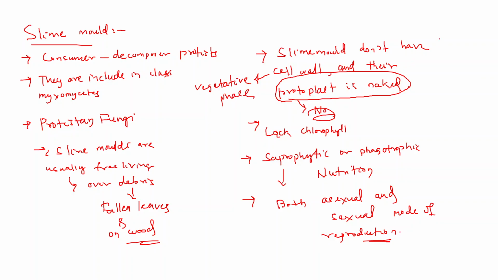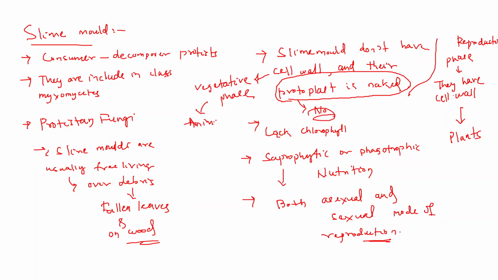But in the reproductive phase, the spores have a cell wall. So the reproductive stage of slime molds has characters similar to plants, but the vegetative phase has characters similar to animals.